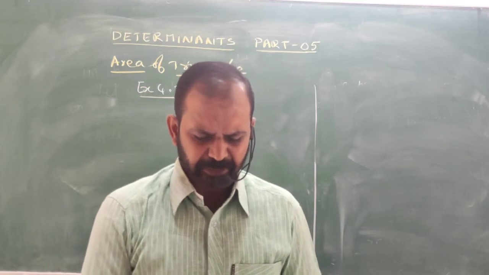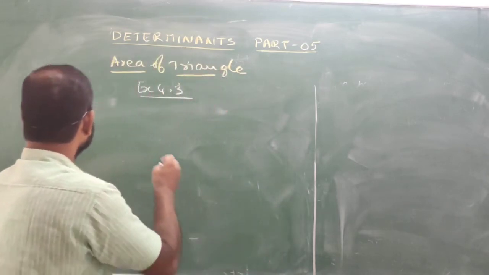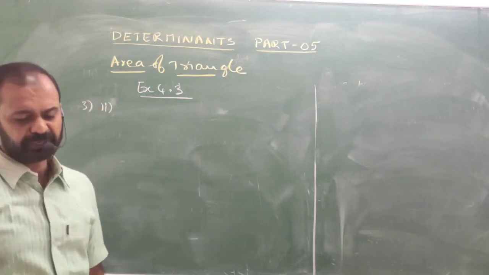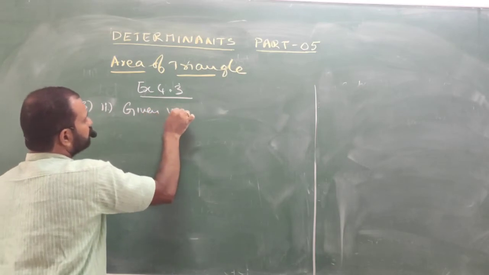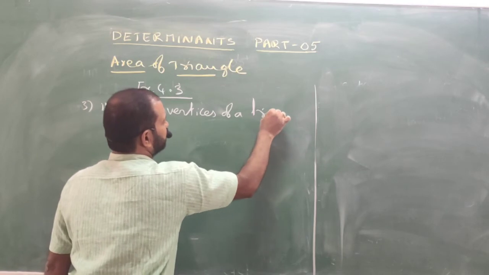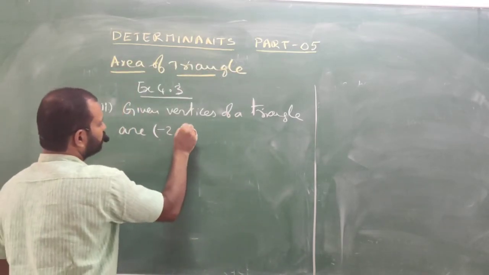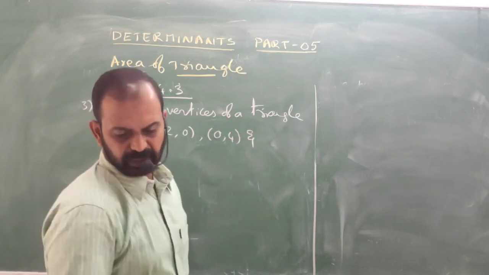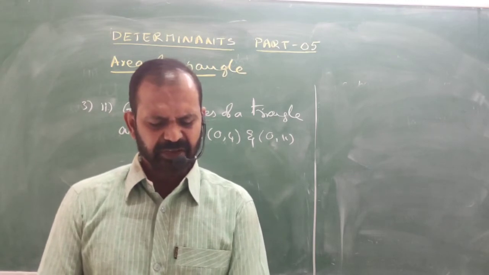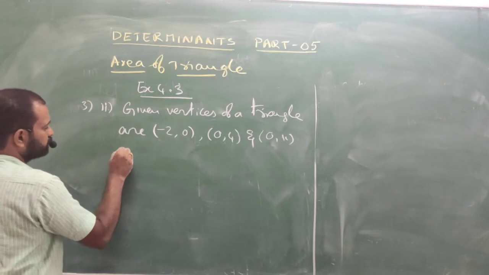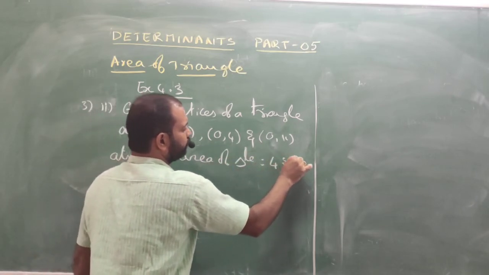That is, find the value of k if the area of the triangle is 4 square units, whose vertices are given. So, in the third one, I will consider the second case; the first one you can do along similar lines. Given vertices of a triangle are (minus 2, 0), (0, 4) and (0, k). Next, what is given? It is given that the area of the triangle is 4 square units.